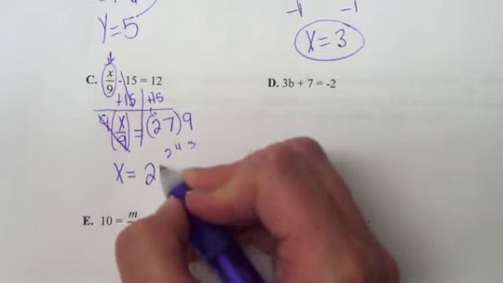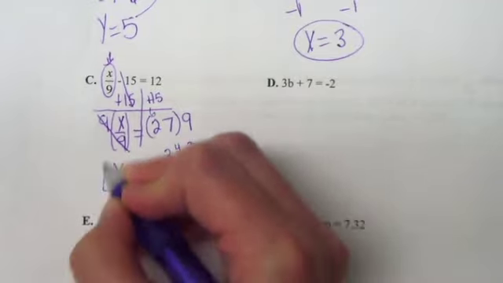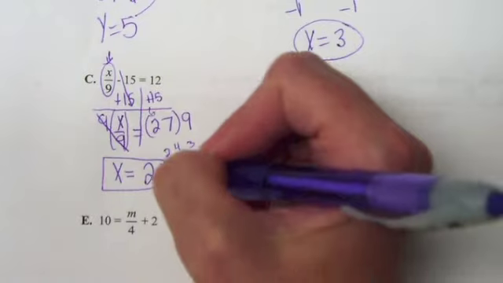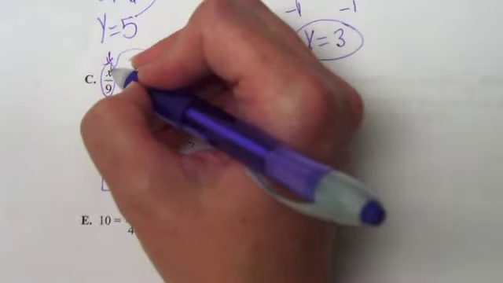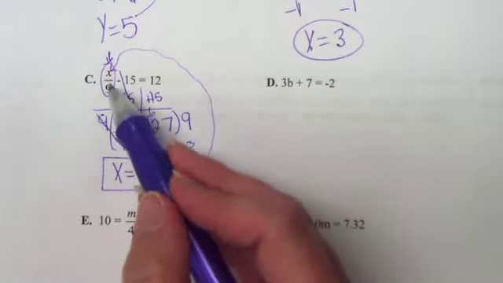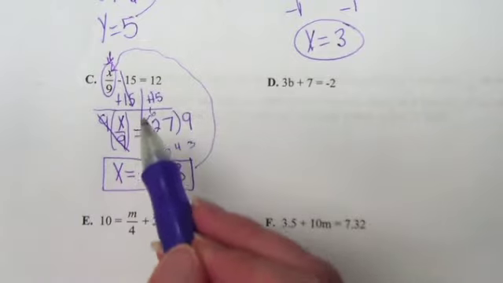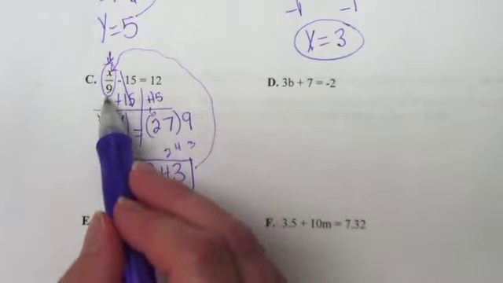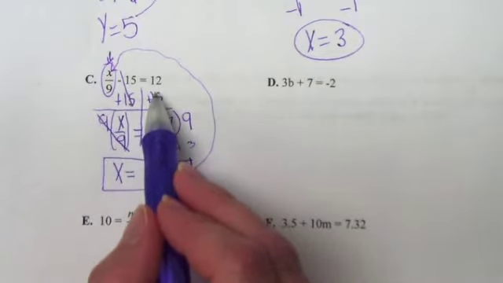243. So our answer is 243. And if we take this 243 and plug it back in right here, 243 divided by 9 is going to give us 27. And then 27 minus 15 gives us 12.